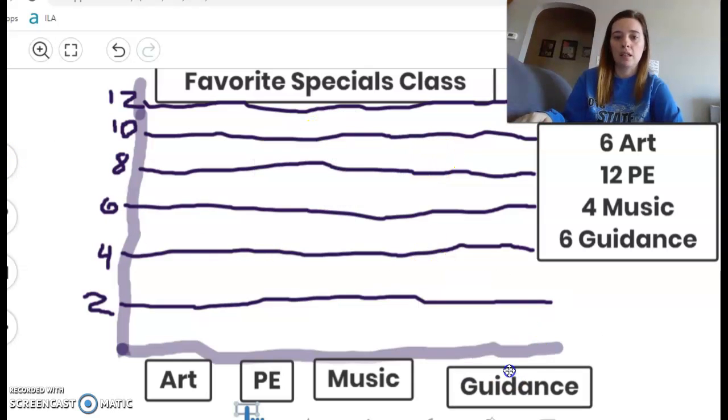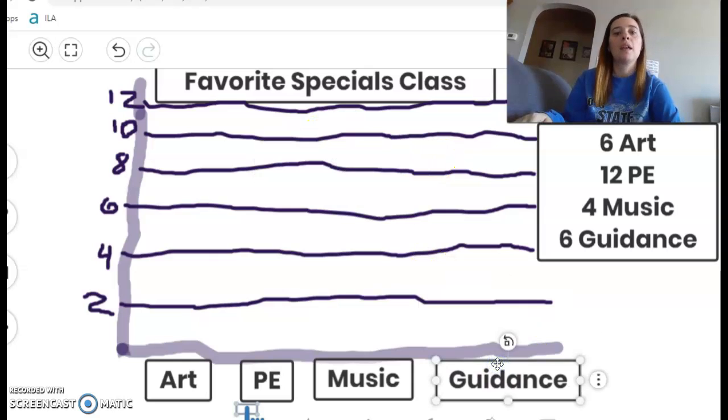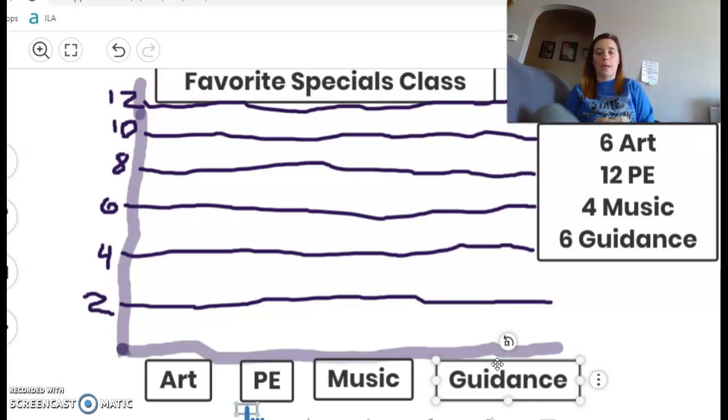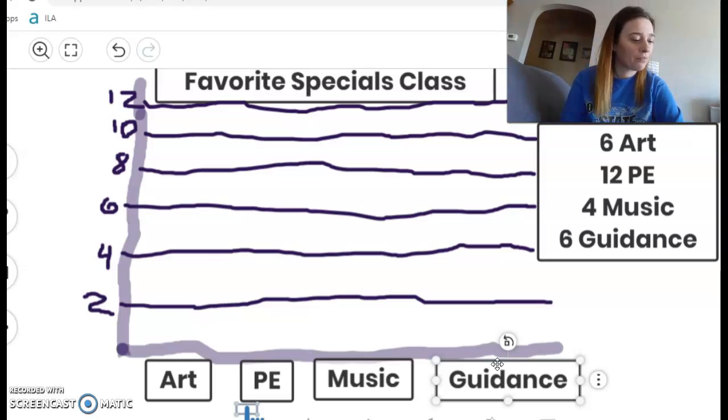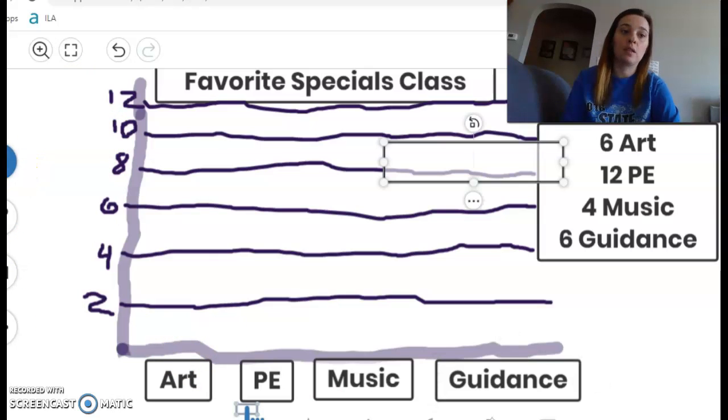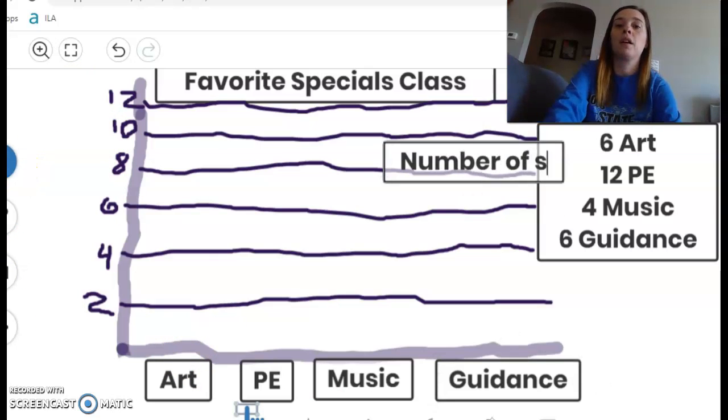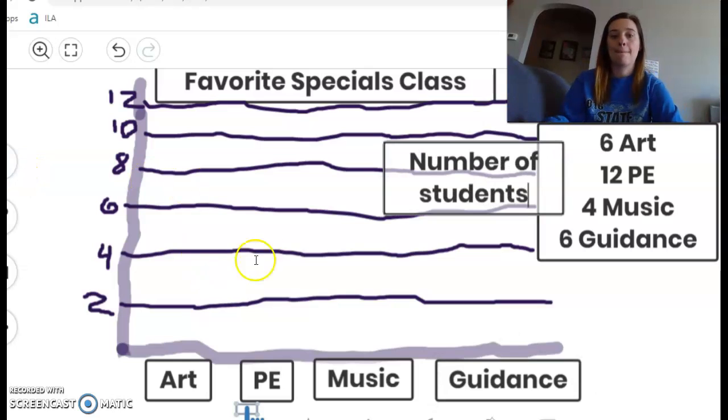Make it as small as I can. And it's going to go right here. Typically, these are going to be spaced out about the same distance apart. Okay, so I have my classes down here, and if I'm going to have a label down here for the categories, it would be class. And then along here, it's going to be number of students. So let's go ahead and label that, number of students.